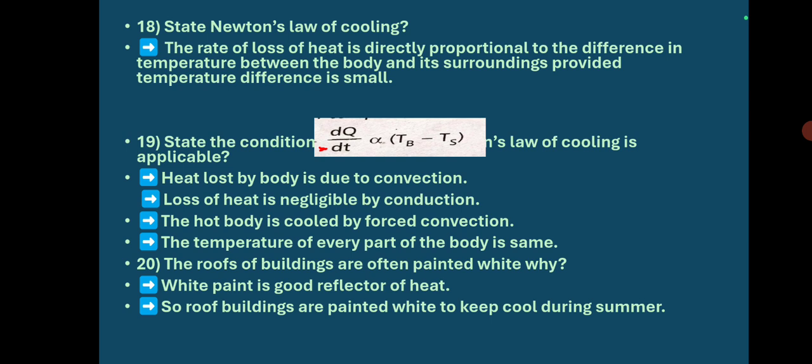Next, the roofs of buildings are often painted white. Why? White is a good reflector of heat. It reflects the heat and tries to keep the room cool during the summer.